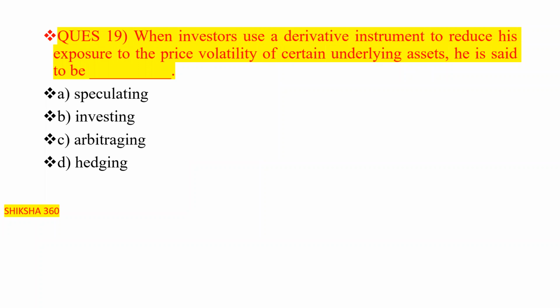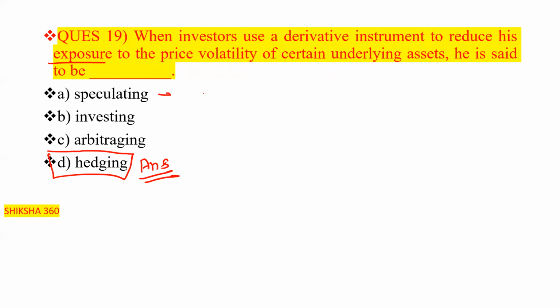Option A is speculating. Option B is investing. Option C is arbitraging. Option D is hedging. That is to reduce their risk, not protect, to reduce their risk. That is known as hedging. So option D is the answer here.